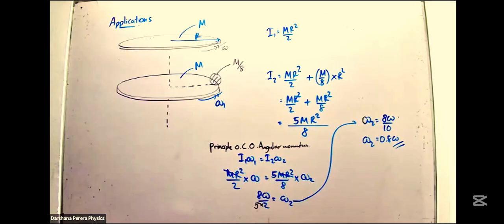Then let's do another problem. A merry-go-round has a mass of 100 kilograms and a diameter of 8 meters. The radius of gyration is 3 meters.